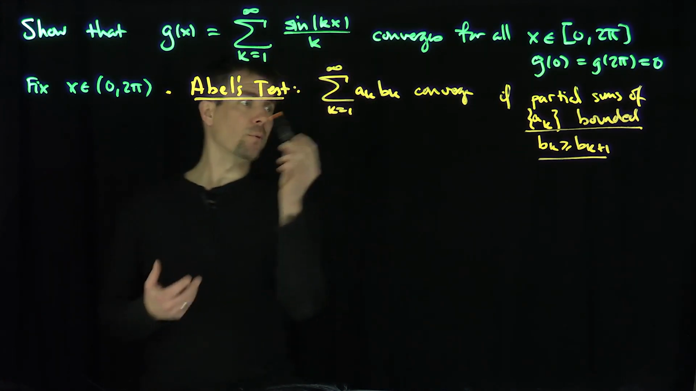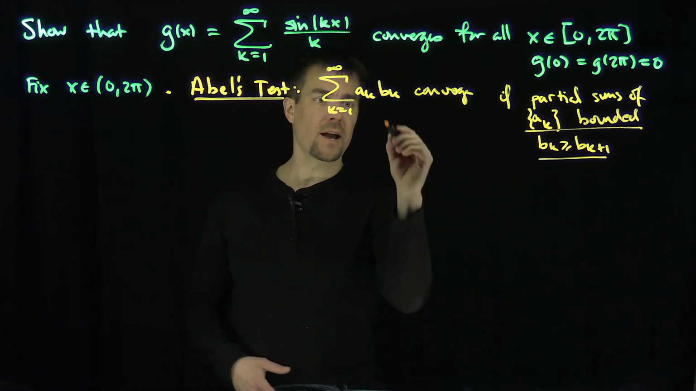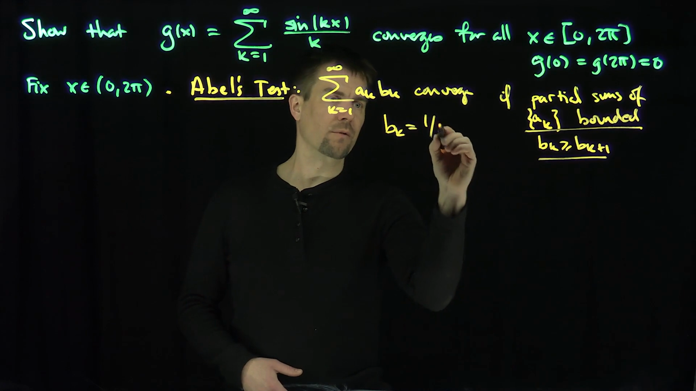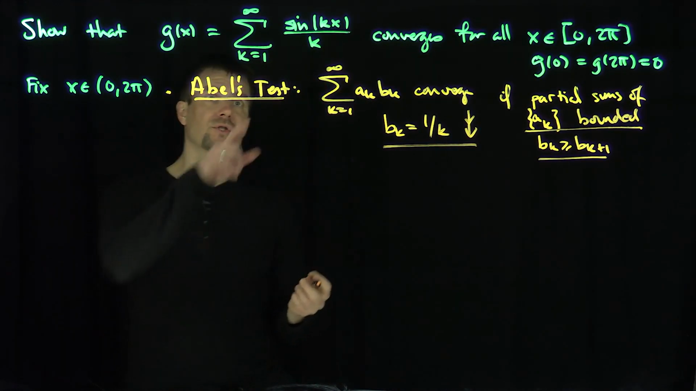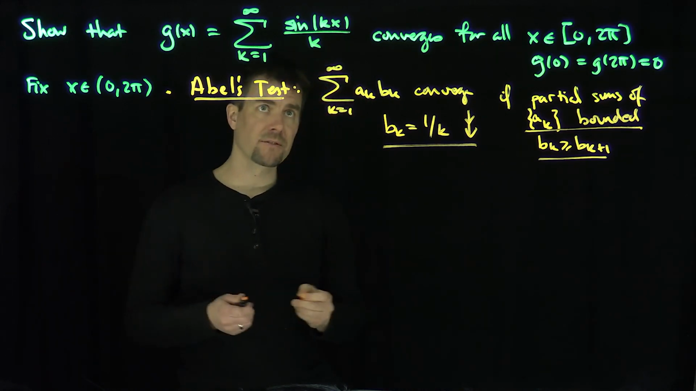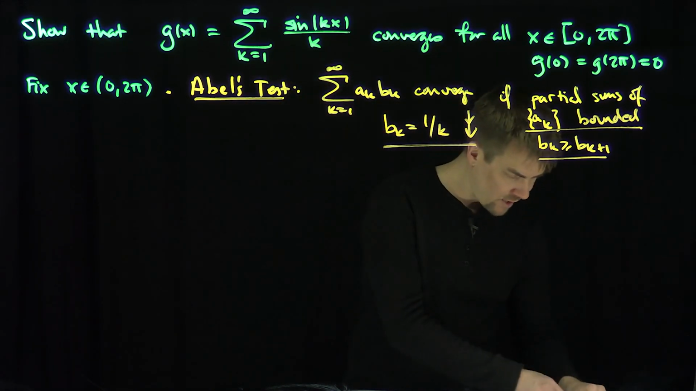So if bk are decreasing and the partial sums of the ak are bounded, then the series is going to converge, right? So over here we have a good candidate for the bk. Our bk in our problem is just going to be 1 over k, and that's clearly a decreasing sequence, so that's good. So all you need to do is show the partial sums of this other series, the sine of kx, are bounded. Okay, so let's do that.